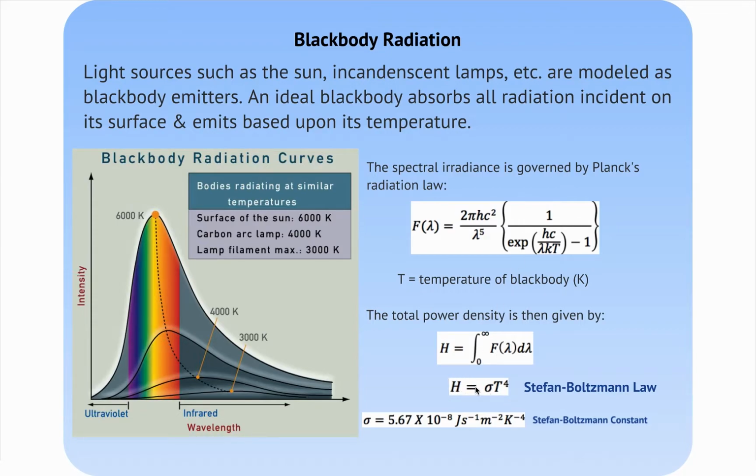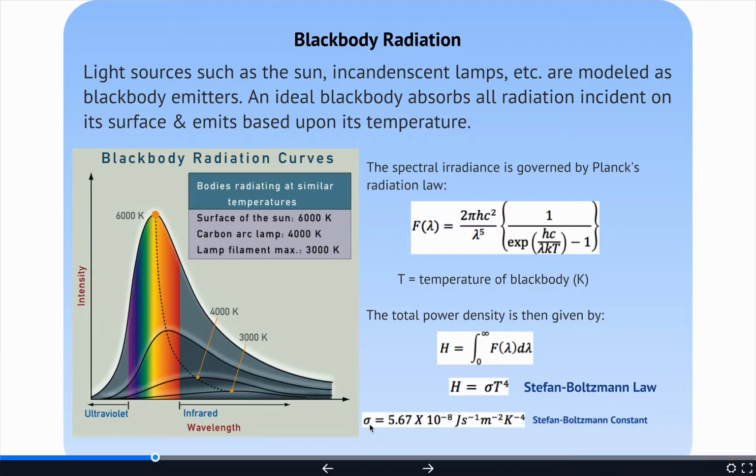H is equal to sigma, which is a constant, multiplied by temperature raised to 4. Very simple expression and gives a very important result, referred to as the Stefan-Boltzmann law. Sigma is a constant, referred to as the Stefan-Boltzmann constant.